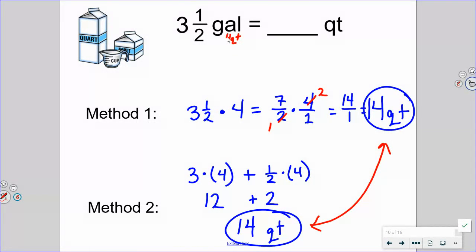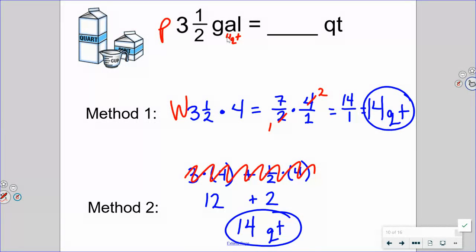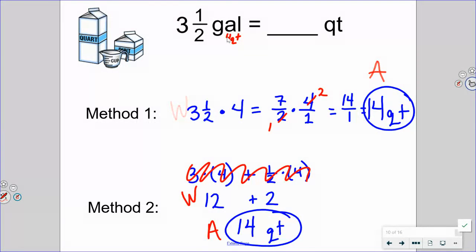In fact, students with the strongest skills could do both methods, but I would even challenge some of you to try to do method 2 without even writing the first step. Now you got to show some kind of work, right? So we got problem, we got work, we got answer, or problem, work, answer. You can skip this part if you wish. All right, let's go on. Let's do another one. Pause, rewind if you need.